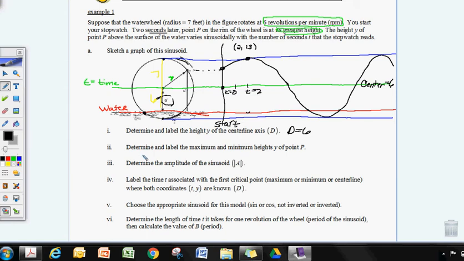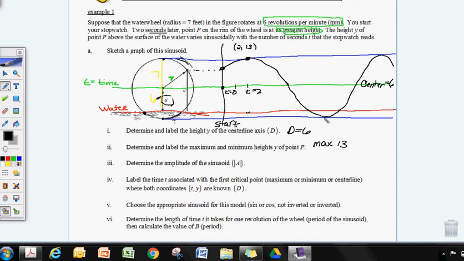So then it says determine and label the maximum and the minimum heights. Well, I happen to already know, because we already talked about it, the maximum is 13. Notice from the red line up is positive 6. From the green line up is 7. 6 and 7 make 13.